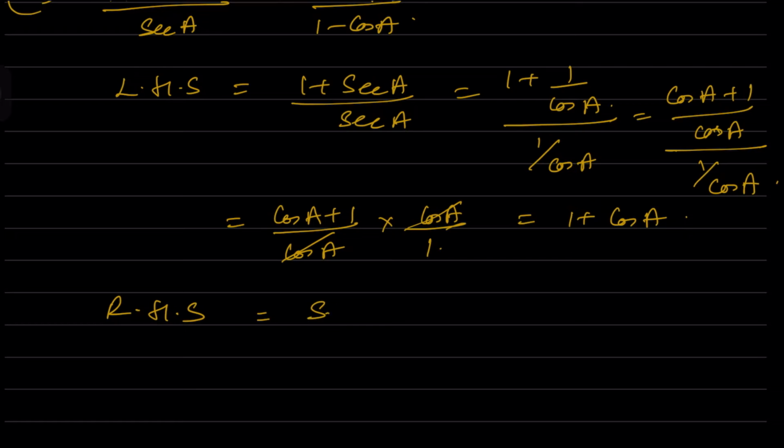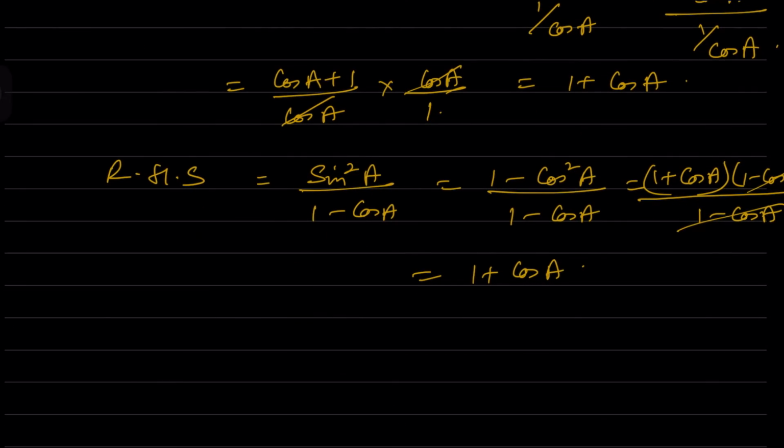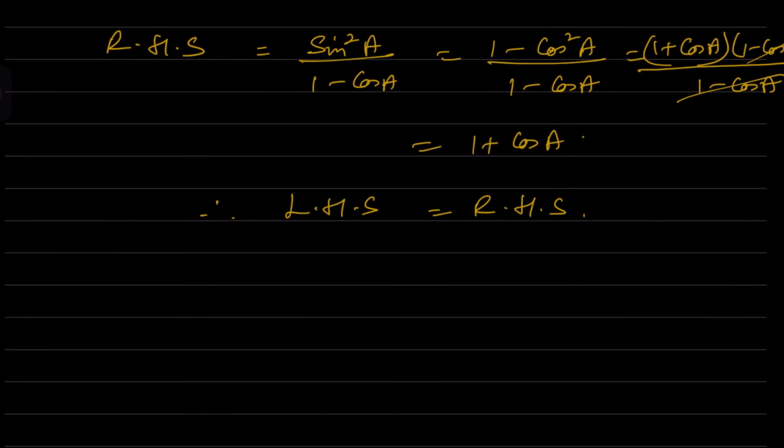So which is equal to sin square A by 1 minus cos A, which is equal to 1 minus cos square A by 1 minus cos A, which is equal to 1 plus cos A into 1 minus cos A by 1 minus cos A. So these two will get cancelled. So you are getting 1 plus cos A. So therefore LHS is equal to RHS, hence proved.